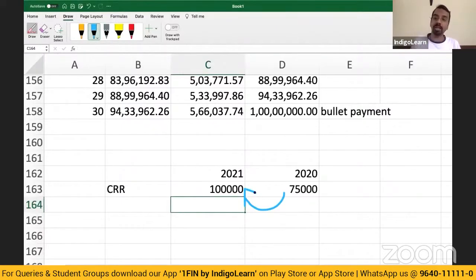So while calculating the PNL balance, you have to consider that this CRR balance has moved. Accordingly, while preparing the PNL account or general reserve account, you have to ensure this 25,000 transfer is also given effect.